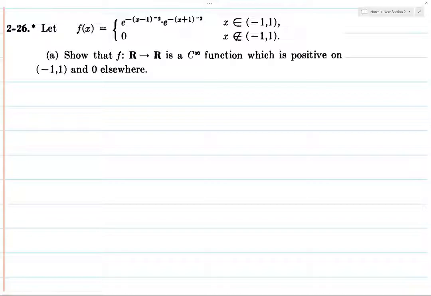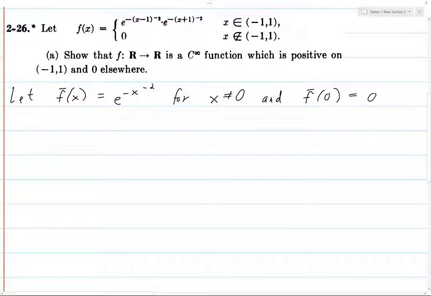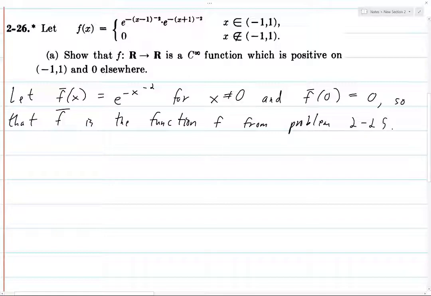So let's see, we want to show that this function f here is C infinity, positive on -1 to 1 and 0 elsewhere. Okay, so let f bar of x be e to the minus x to the minus 2 for x not equal to 0, and f bar of 0 equals 0, so that f bar is the function f from problem 2-25.